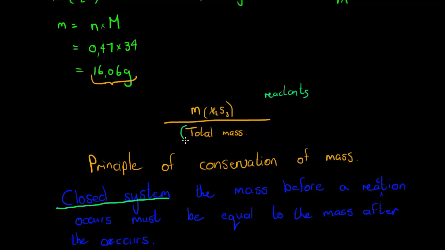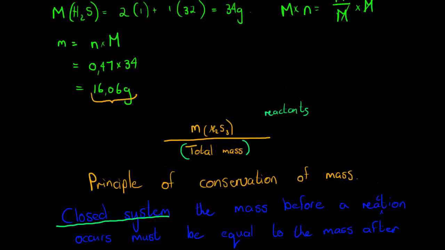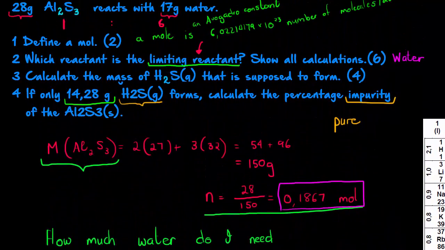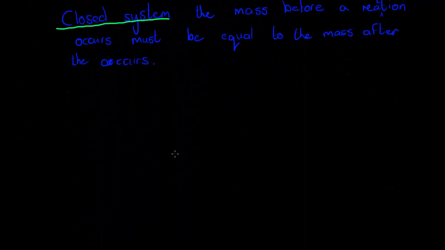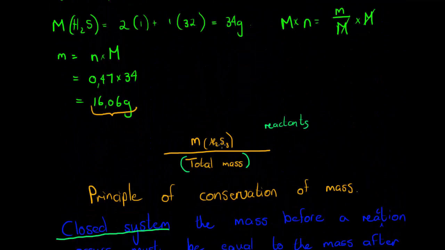So total mass, if I could assume that nothing could escape, the total mass in the end would be equal to the total mass in the beginning, which I have. My product in the beginning was 28 grams of dialuminium trisulfide and 17 grams of water. So I can start with that. I've got 28 plus 17, and that gives me a total of 45. 45 grams is my total. Now all I need to know is how much dialuminium trisulfide do I have left.